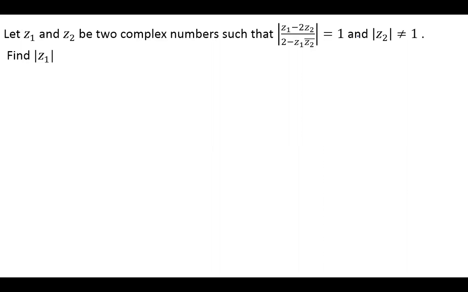Z1, Z2 are two complex numbers, and there is a certain combination of Z1 and Z2, which you can see: (Z1 minus 2 Z2) upon (2 minus Z1 Z2 bar). The modulus of this number is equal to 1, and it is given that mod of Z2 is not equal to 1. We are required to find the value of mod Z1.